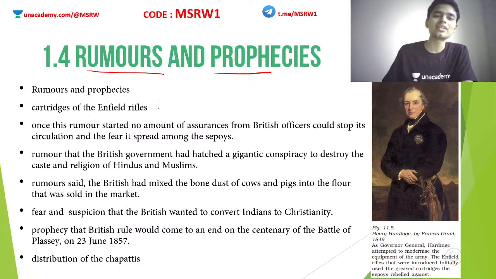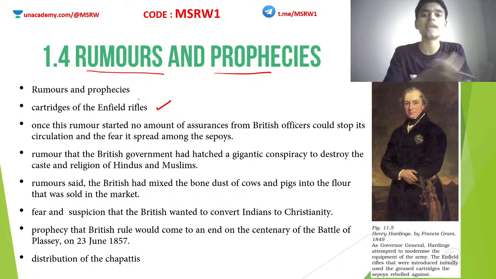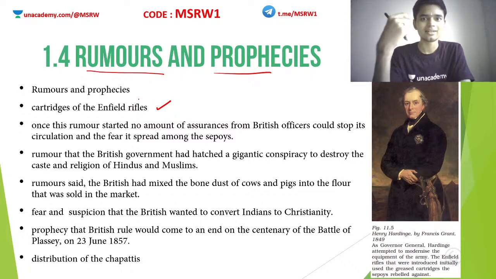Number one, the cartridge of Enfield rifles. There spread a rumor that the cartridge of this newly made Enfield rifle was tainted with cow fat and pig fat. So what is so wrong about cow and pig? Cow is a sacred animal for Hindus and pig is a taboo animal for Muslims. So cow fat and pig fat means this Enfield rifle is designed in such a way to insult both Hindus and Muslims. That was the thought process there.